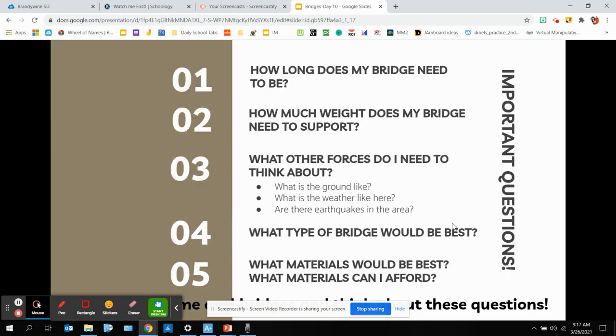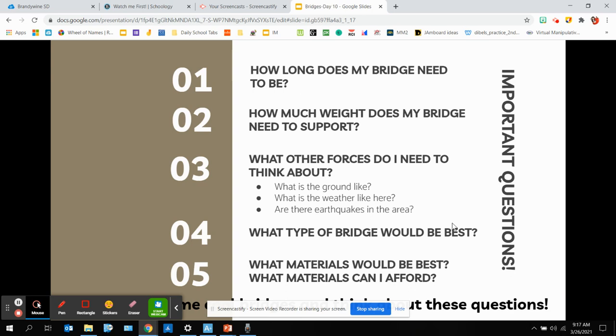So, some of the questions that engineers need to ask themselves are: one, how long does the bridge need to be? That's going to help us figure out what supports we need along the way. We also need to think about how much weight my bridge needs to support. Yesterday in the video, he kept using the word load. Load is another word for the weight that a bridge has to support.